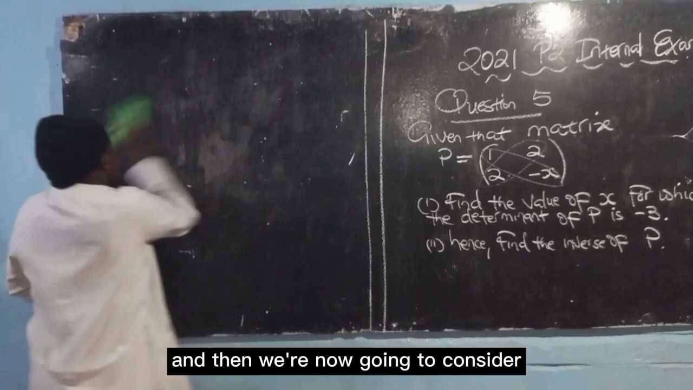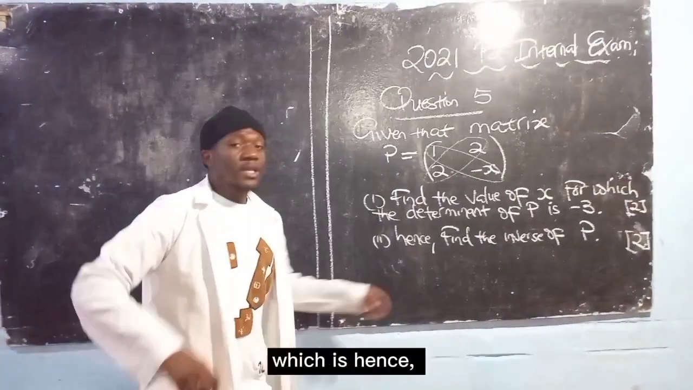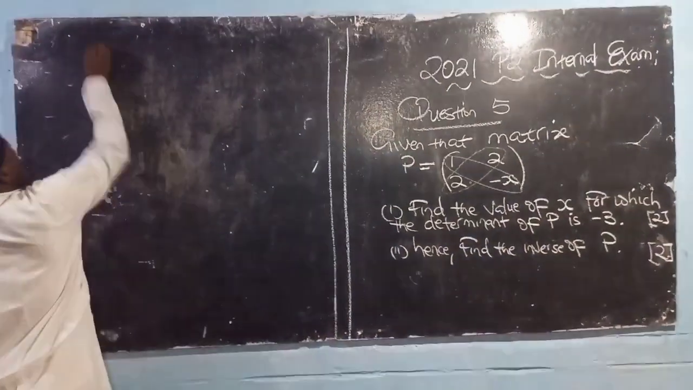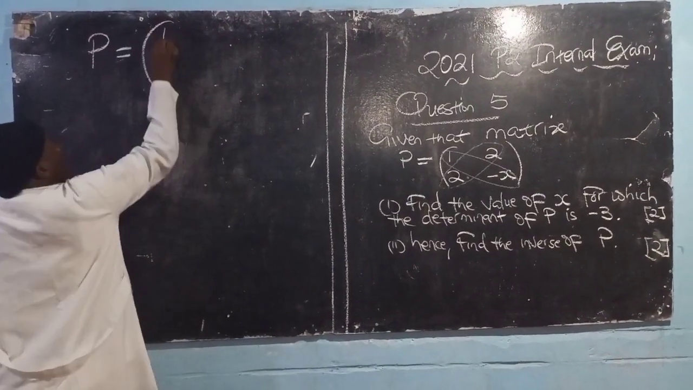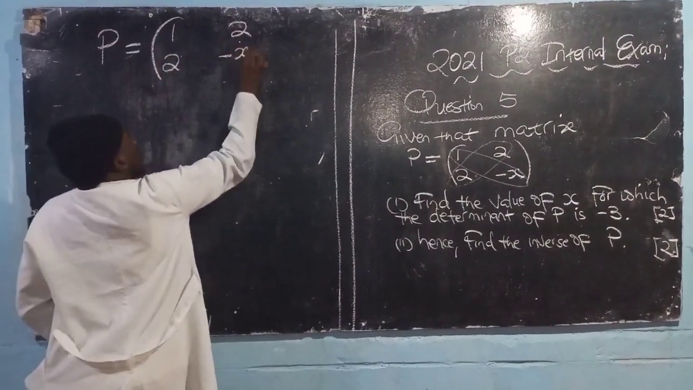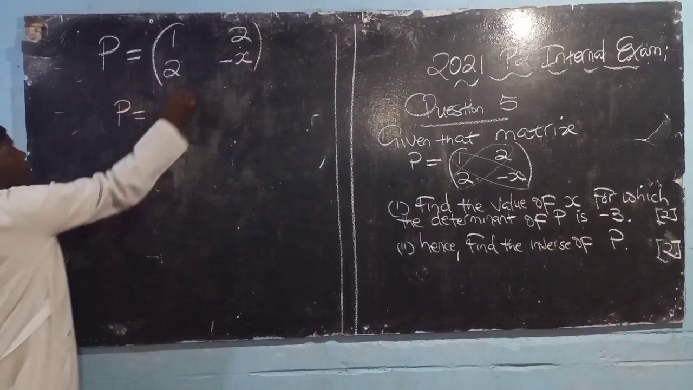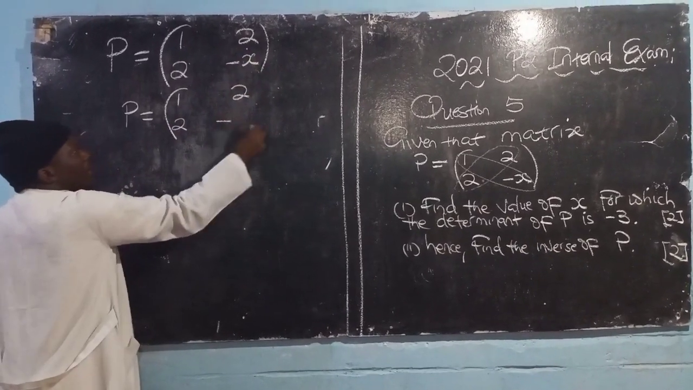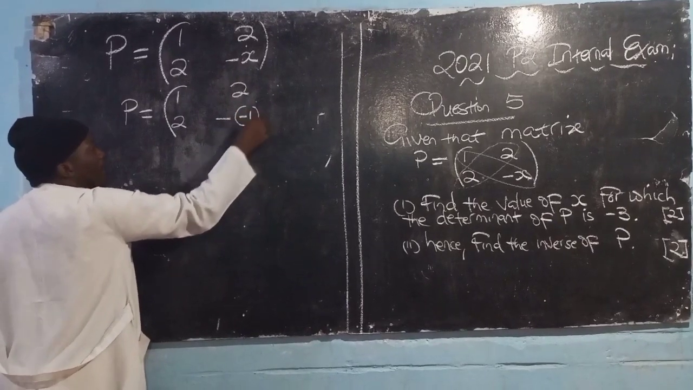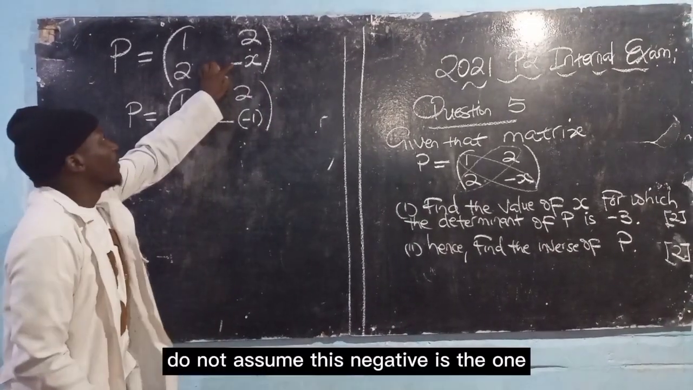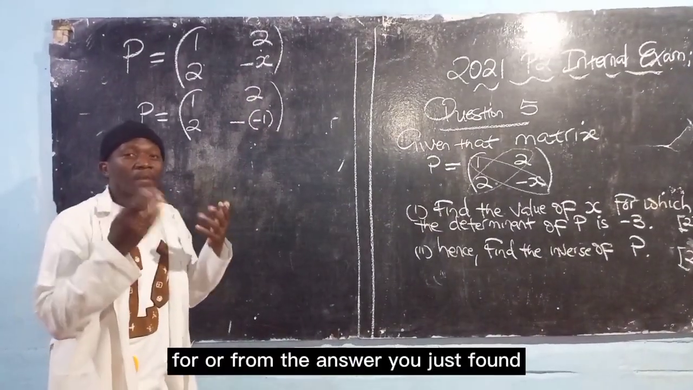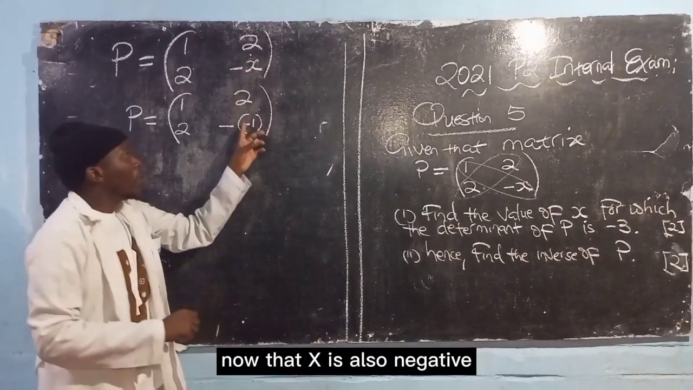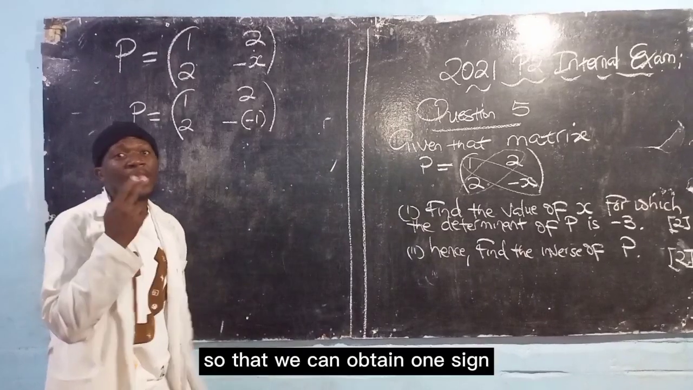And then we're now going to consider the second question, which is: hence find the inverse of P. Matrix P was 1, 2, 2 with negative x. For this x, we found negative 1, so we replace it with negative 1. Do not assume this negative is the one from the answer you just found. This negative was with x. Now that x is also negative, we respect it by putting it in brackets so that we can obtain one sign.